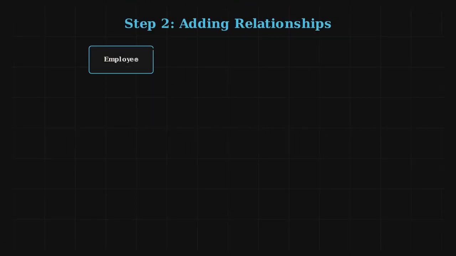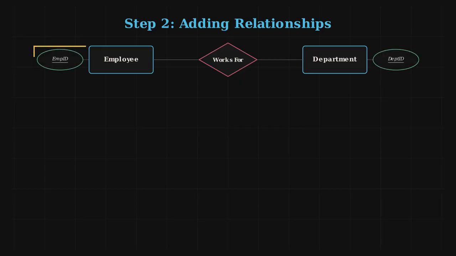Next, we add another entity, department. To link them, we draw a diamond representing the relationship works for. This diamond connects our employees directly to their respective departments.